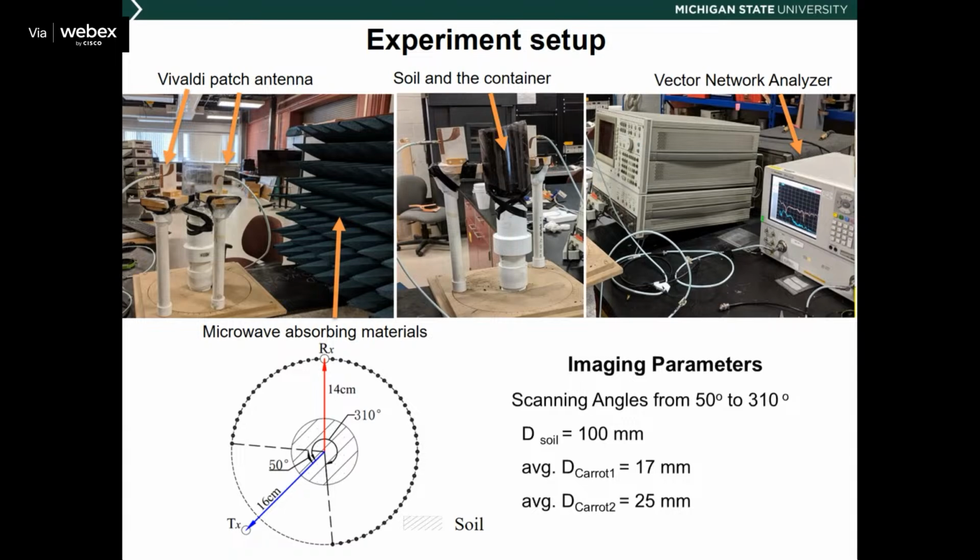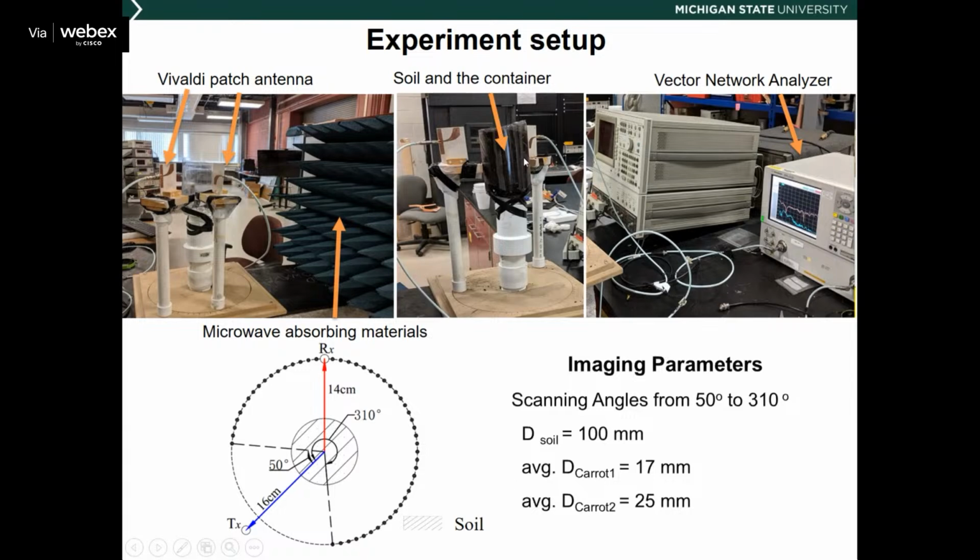So we developed a system here in our lab. You can see the different Vivaldi patch antennas here. You have a circular track here where we can perform the tomography reconstruction. We can fix one antenna location and rotate the other one, so you get a tomography setup. You have one transmitter and the receiver in almost 3/4 of a ring, so you can get all the information measured there.